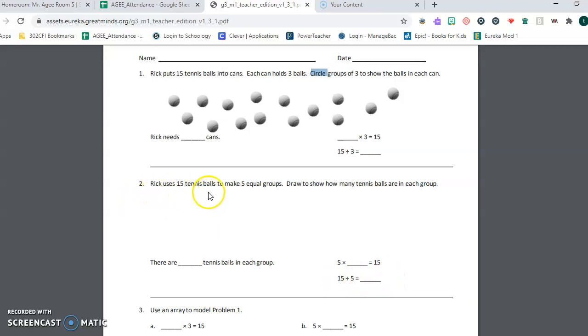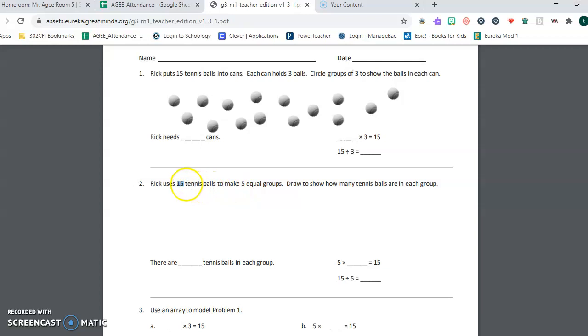Rick uses 15 tennis balls to make 5 equal groups. Okay, now they're telling us there are 5 equal groups. There are still 15 tennis balls. Draw, so this is your verb, draw. This is what they're telling you to show how many tennis balls are in each group. Okay, so you're going to draw 5 equal groups. We have some strategies for doing that. You could do an array, you could do a number bond, you could do 5 empty circles, and then you're going to fill them with 15 tennis balls, and each group has to be equal.